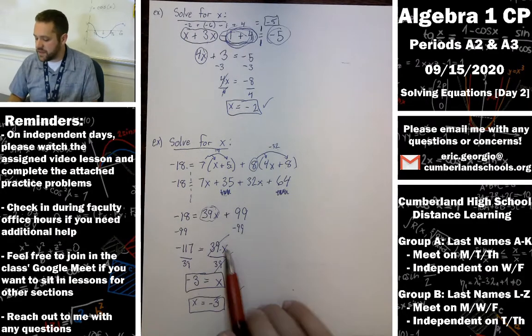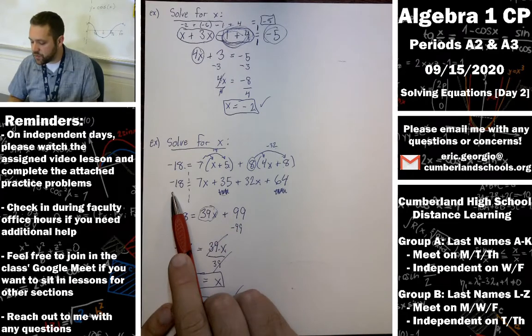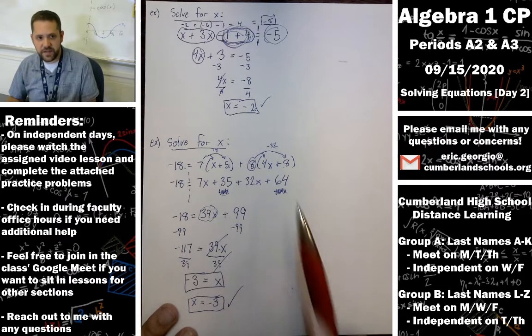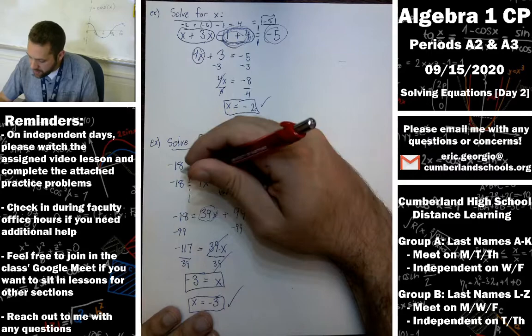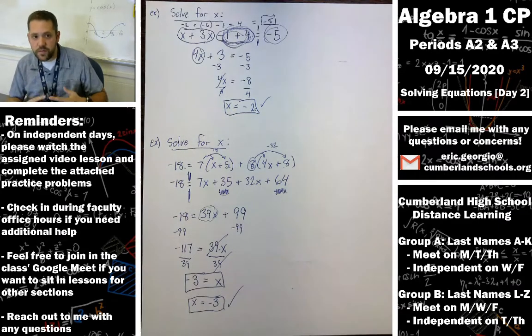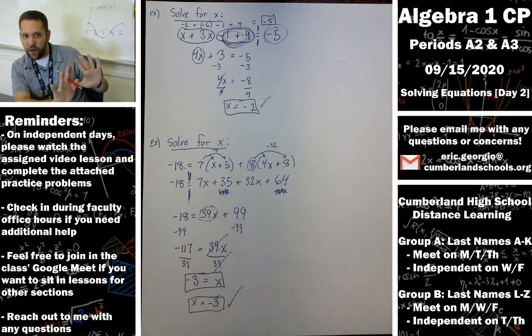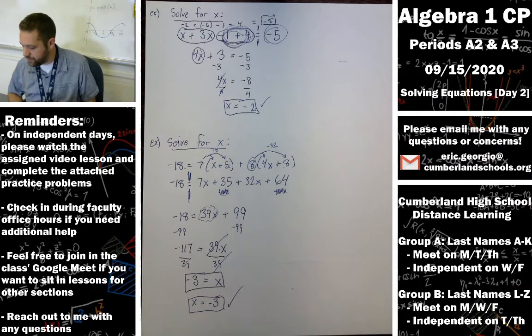Okay? We saw that same thing happen down here. I didn't do -18 plus 35 plus 64 and condense it all down to one thing because the -18 is on its own side of that equal sign barrier. Alrighty, hopefully that made a little bit of sense.